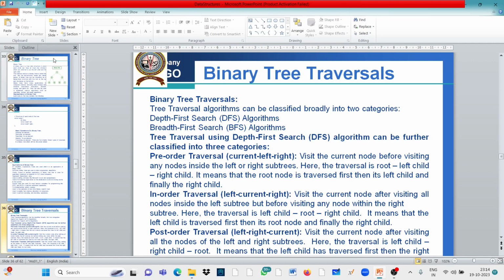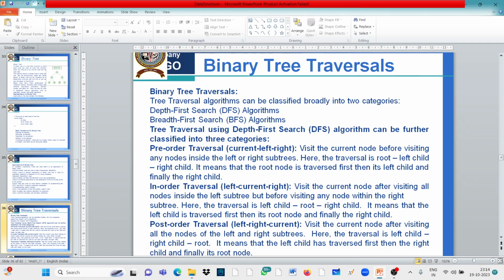Then let us go for the binary tree traversal. Tree traversal algorithms can be classified broadly into two categories. One is depth first search, or the DFS algorithm. The second is breadth first search, or the BFS algorithm. Tree traversal using depth first search can be further classified into three categories: pre-order, in-order, and post-order. Try to understand: pre, in, post.